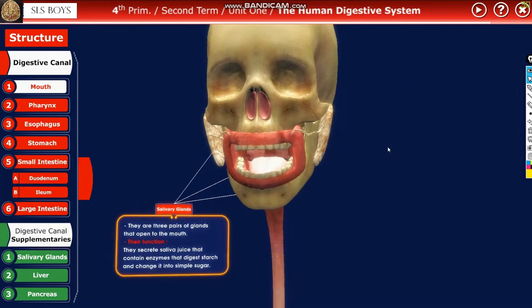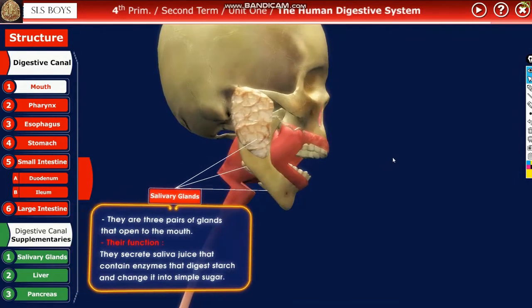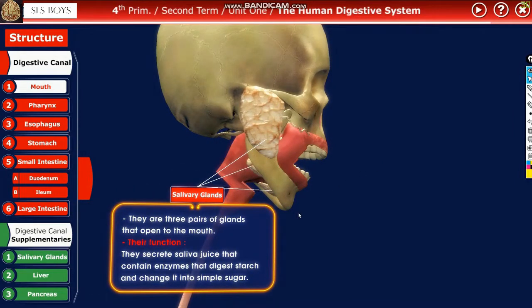Next and lastly, we have the salivary glands. As you can see in the video, there are 3 pairs of glands that open to the mouth. Their function is that they secrete saliva juice that contains enzymes that digest starch and change it into simple sugar. So you have to know that the digestive enzymes are digestive substances that digest food and convert it into simple substance, which is simple sugar.